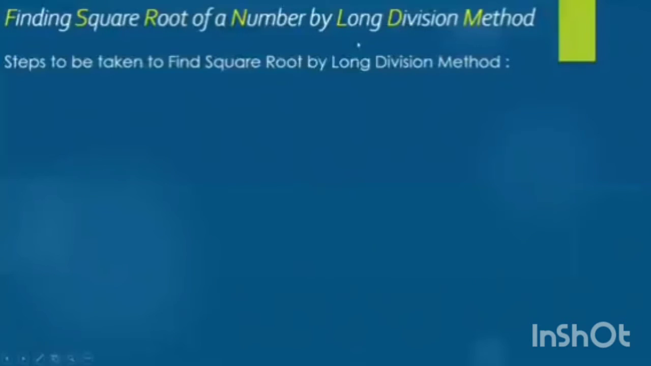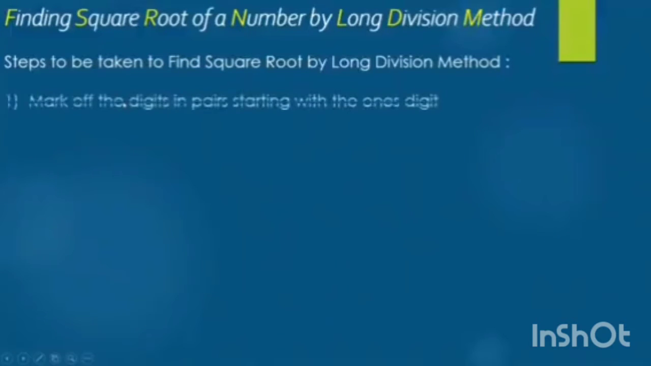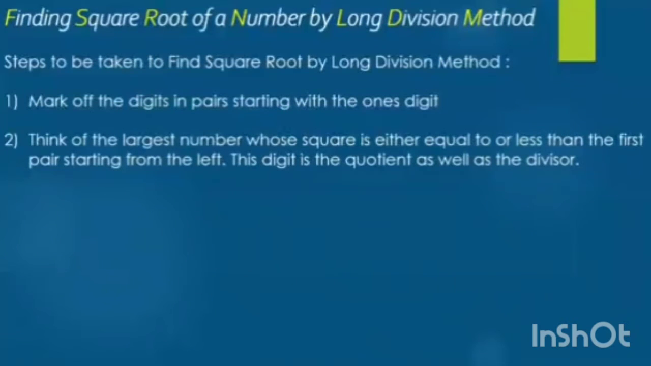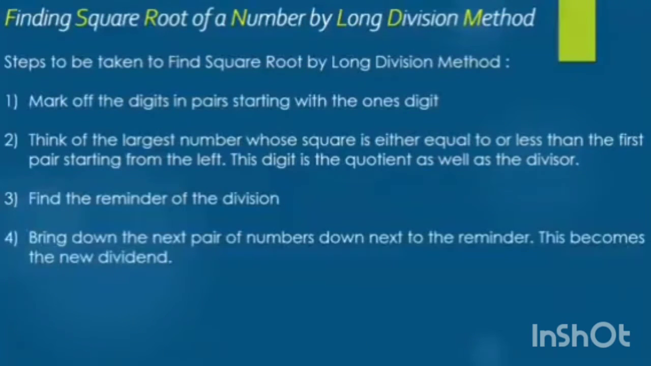The steps to be taken to find square root of a number by long division. First step, mark off the digits in pairs starting with the ones digit. Step 2, think of the largest number whose square is either equal to or less than the first pair starting from the left. This digit is the quotient as well as the divisor. Find the remainder of the division. Bring down the next pair of numbers down next to the remainder. This becomes the new dividend.